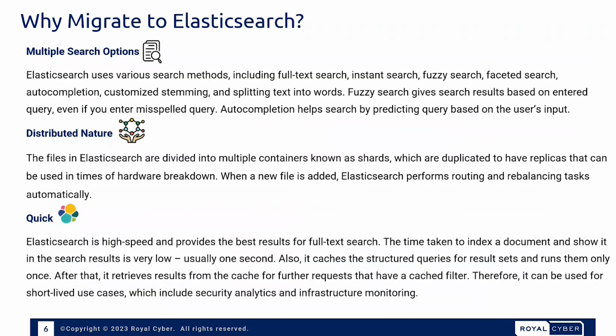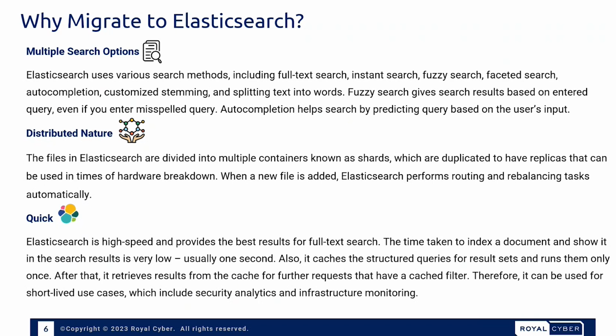So why migrate to Elasticsearch? And we'll discuss some of the key features that Elasticsearch offers. First one is the multiple search options. Elasticsearch uses various search methods, including full text search, instant search, fuzzy search, faceted search, auto completion, customized stemming, and splitting text into words. Fuzzy search gives search results based on the entered query, even if you entered misspelled queries. Auto completion helps search by predicting the query based on the user's input.